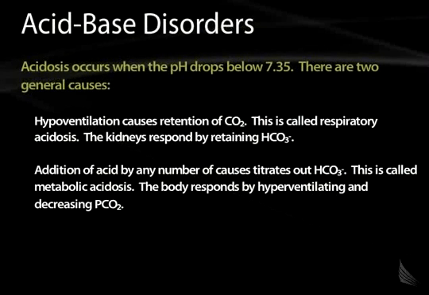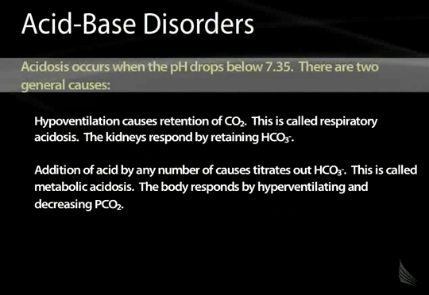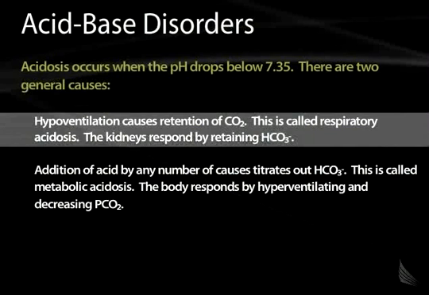Now, there are disorders which occur when the pH falls beneath that range or rises above that range. Acidosis occurs when the pH drops below 7.35. And there are two general causes of this. One is hypoventilation. When we hypoventilate, when we don't exchange carbon dioxide very well in the lungs, the carbon dioxide builds up. And remember, that's in the denominator of the Henderson-Hasselbalch equation. So when CO2 increases, the pH goes down, and this leads to an acidosis. This is called respiratory acidosis because it's acidosis that has a primary respiratory cause.